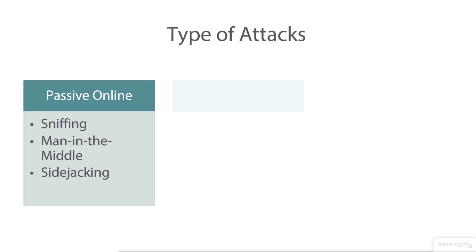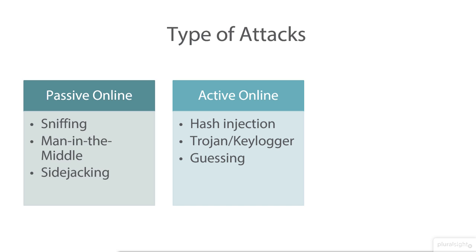Now there's active online. Now active online is exactly that. It's a lot more active. We know the more active we are, the more chances we have technically to be caught. These type of attacks include things like a hash injection. This is where we actually inject a compromised hash into a current session and then use the hash to authenticate to the network resources. We could also use a Trojan or a keylogger. We're going to talk about those more in detail coming up.